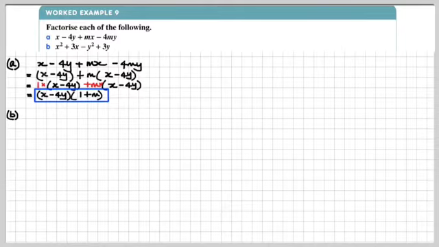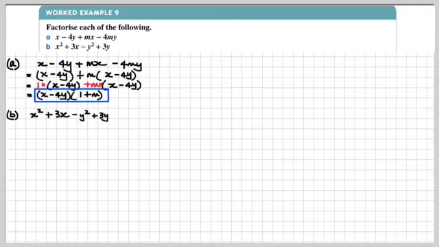Well, just glancing at it, it looks very suspiciously like we can. Now you have a look. What about the first two terms in B? And what about the second two terms in B? Can you see a common factor in each of those two groups of terms?